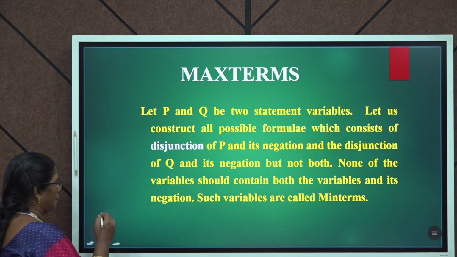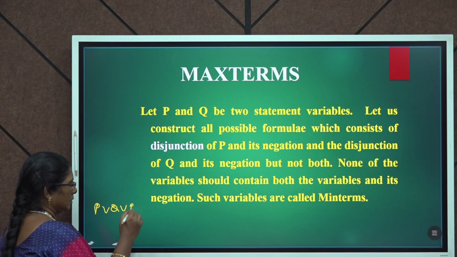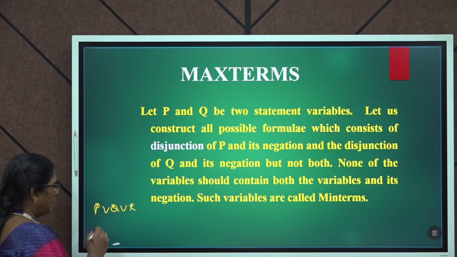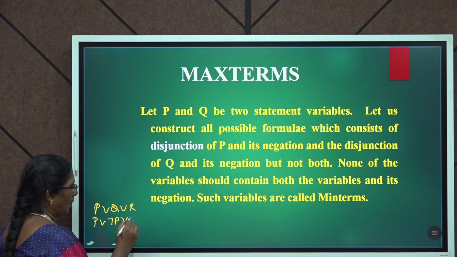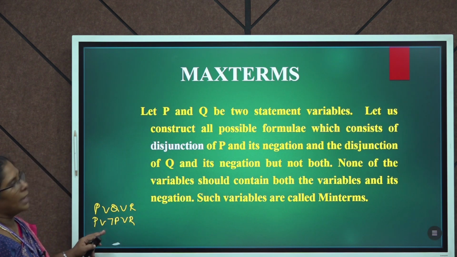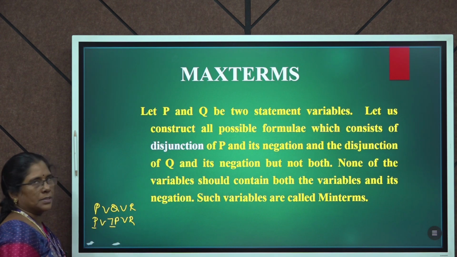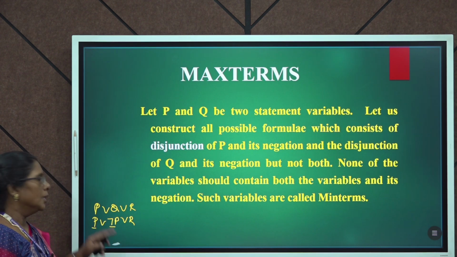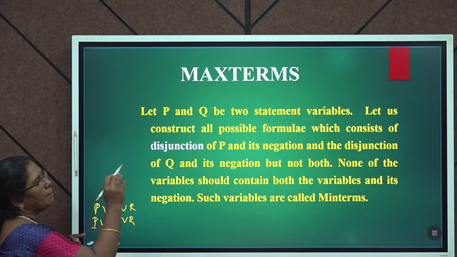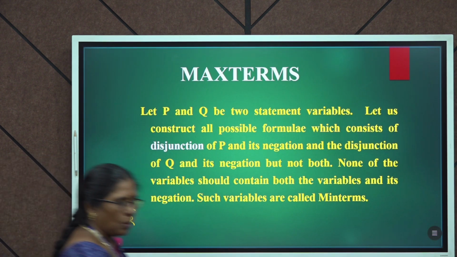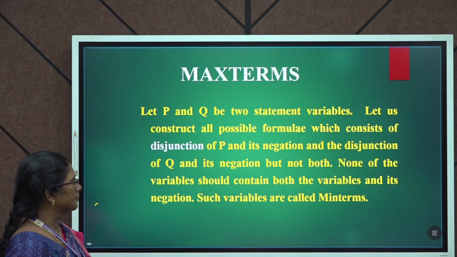Let me give you an example. P cup Q cup R is a maxterm. But P cup negation P cup R is not a maxterm, because you can see both the variable and its negation are present, which should not be there. So a statement variable and its negation together should not be in a maxterm either. Now we have seen what minterms and maxterms are.